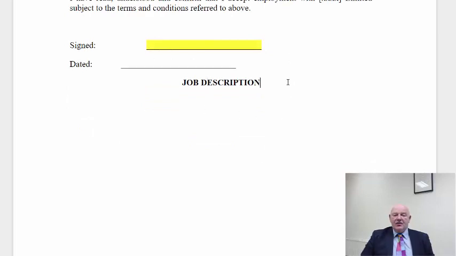Down here then is the job description. I would recommend a number of bullet points, 5 to 10 bullet points, setting out the main responsibilities and duties associated with the role.